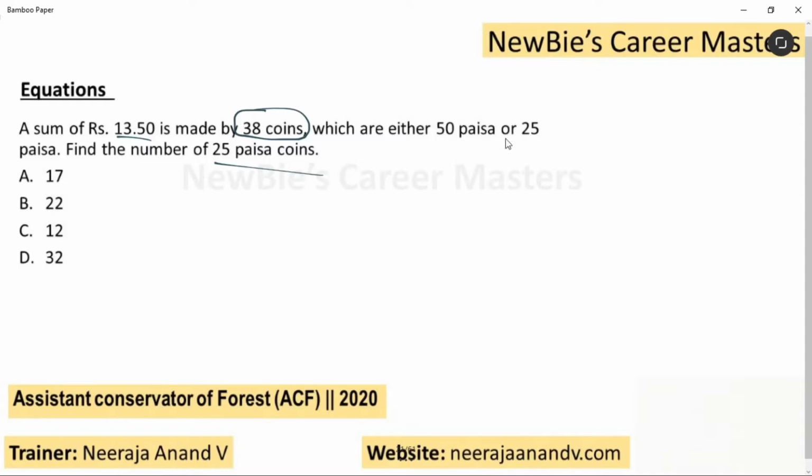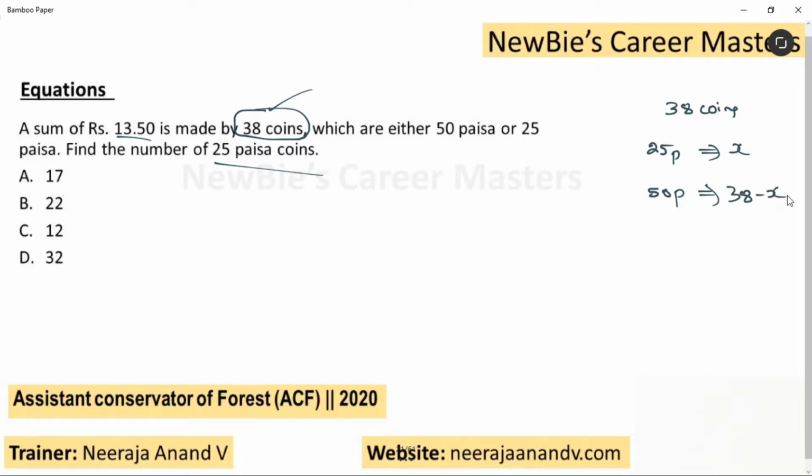See, they're telling total 38 coins are there. So 38 coins. Let me take 25 paisa coins are X. Then 50 paisa coins are, think newbies. No need to take any other variable for this. You can manage with the same variable. What do you have to do? Just take this as 38 minus X.